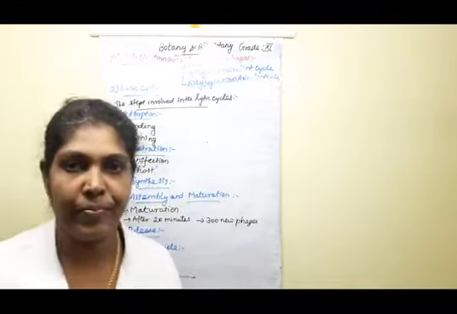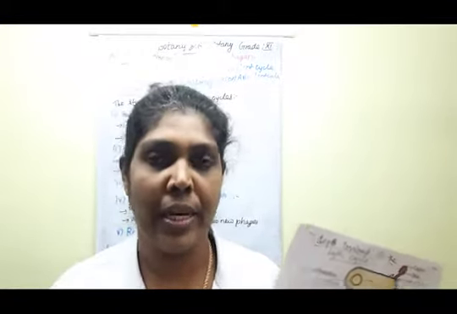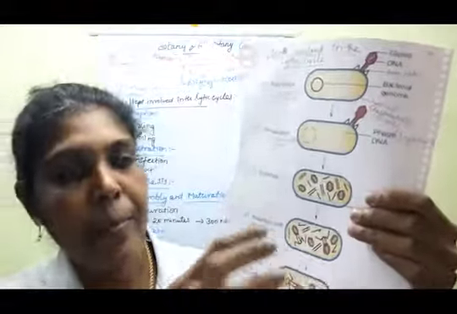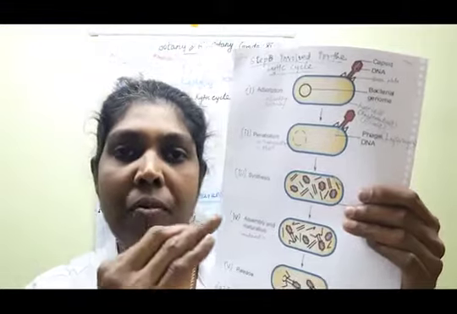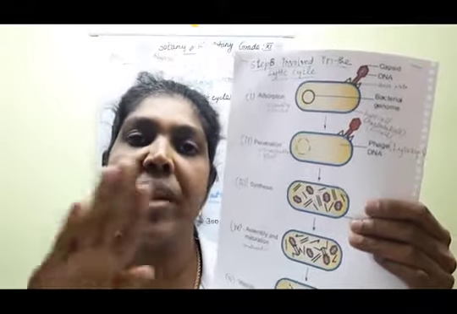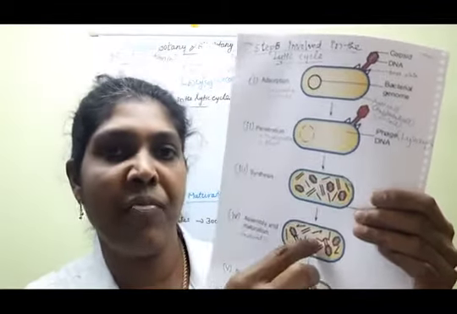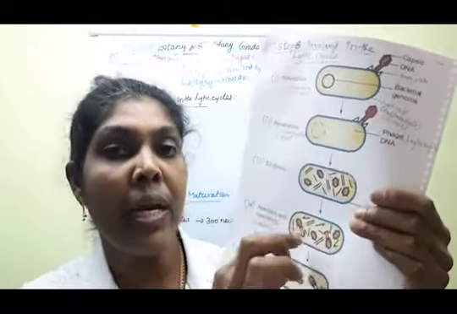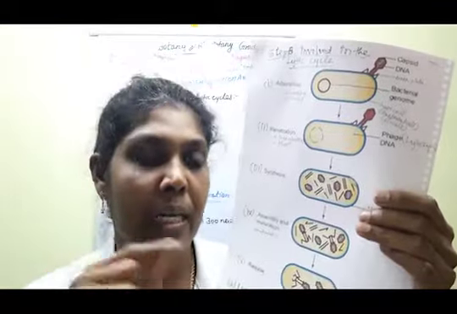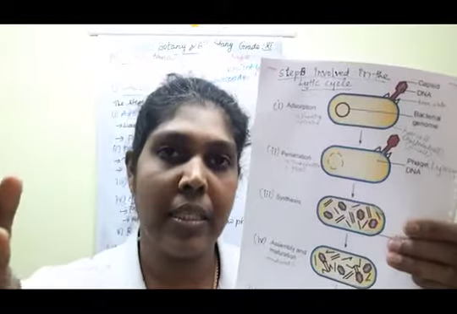The fourth step is assembly and maturation. Understood? So what do you mean by assembly and maturation? In the previous step, the phage particles were producing all the phage items. The phage items mean the protein coat, tail fiber, collar region, a tubular core-like structure, then the DNA of the phage particles. Everything is synthesized individually, part by part.